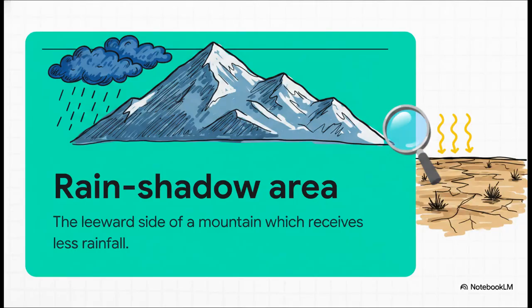Let's look a little closer at orographic rain because it creates a truly wild geographic phenomenon called a rain shadow area. When air is forced up the windward slope of a mountain, it cools down and dumps its rain. But by the time those winds cross the peak and reach the leeward slope, the backside of the mountain, they start to descend. And as they descend, their temperature rises, which actually increases their capacity to hold moisture. So instead of dropping rain, they hoard it, leaving the leeward side practically a desert.